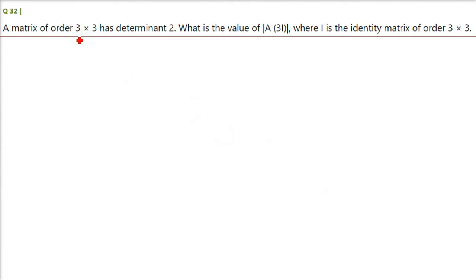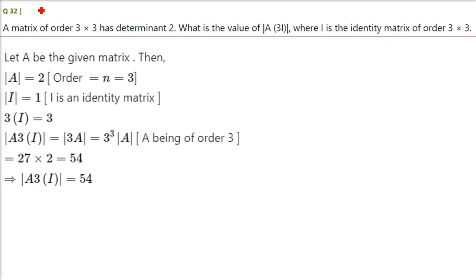A matrix of order 3 by 3 has determinant 2. What is the value of the determinant of A times 3I, where I is the identity matrix of order 3 by 3? Now what is given? Let us write this first. The matrix A is a square matrix of order 3 by 3, and the determinant of this A matrix is 2. The order n is 3.